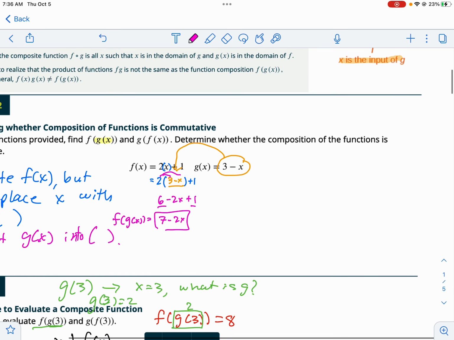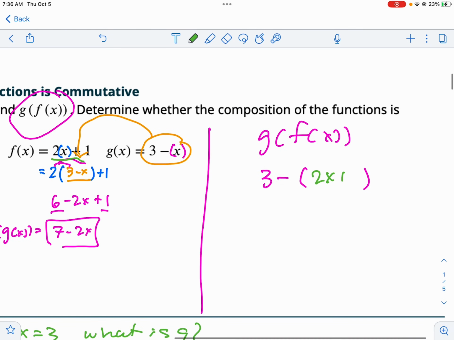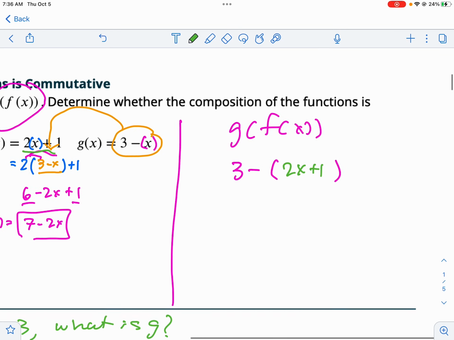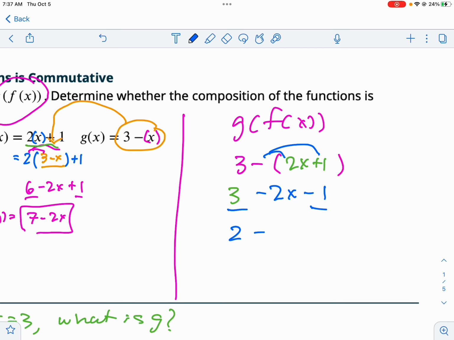So if we go the other way, g of f of x. First I'm going to write g of x, but instead of x, I'm going to put parentheses. So it's 3 minus parentheses. And then I will put my f of x in there, 2x plus 1. So this is 3, distribute, minus 2x minus 1. Combine like terms. So I have 2 minus 2x.